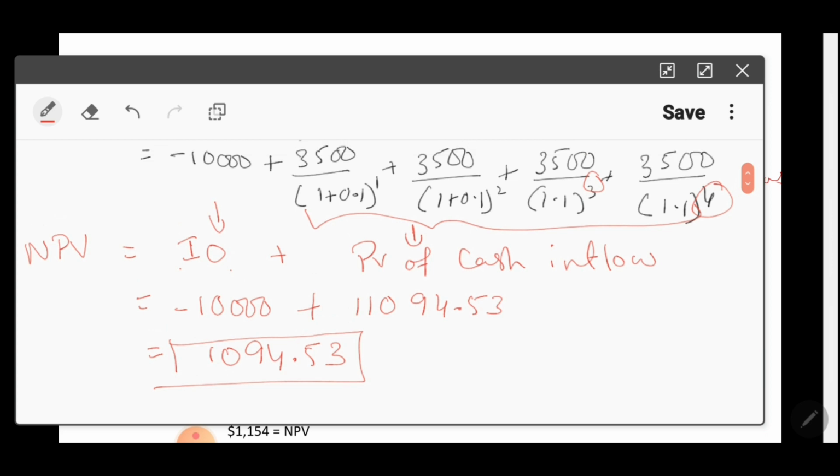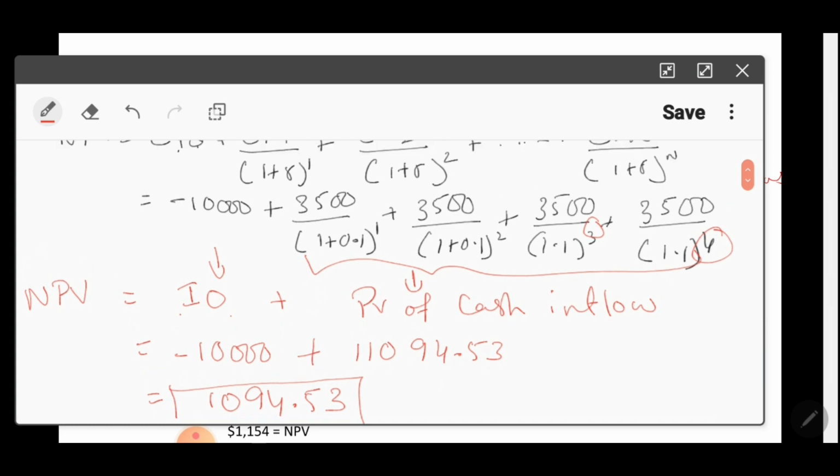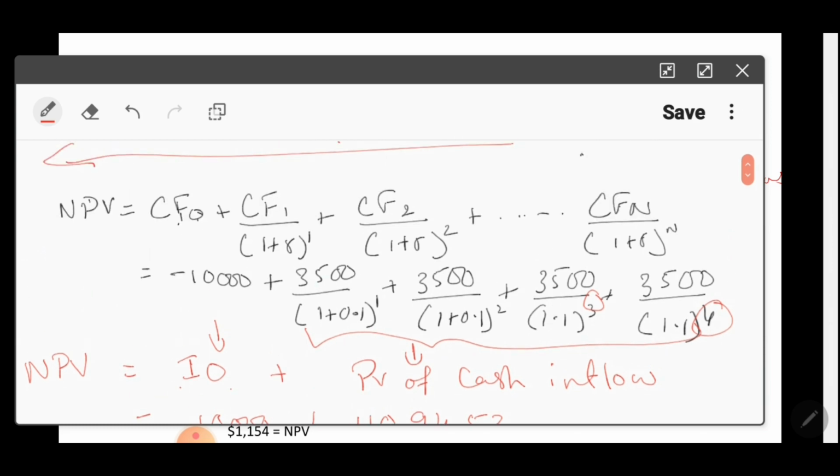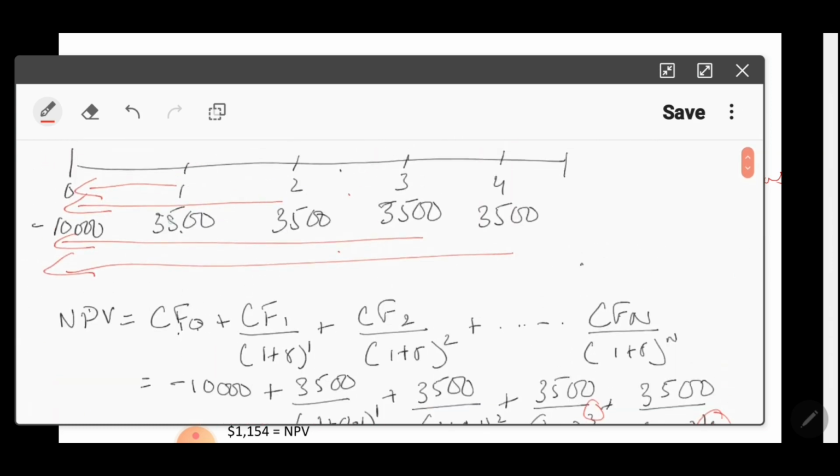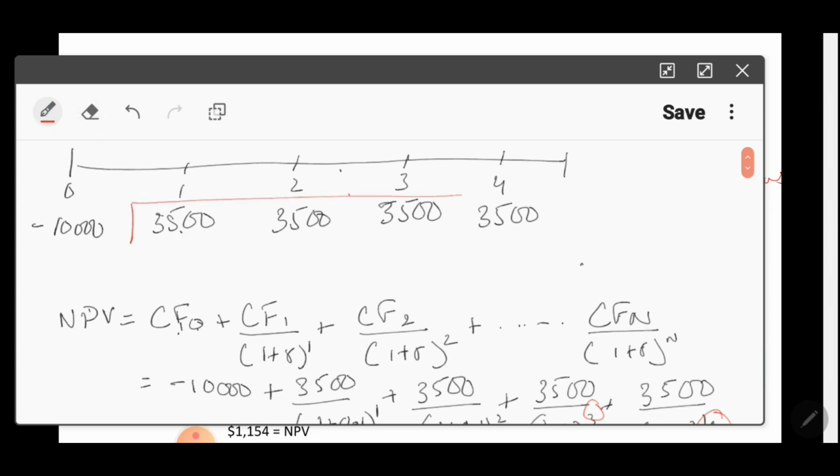Okay, now one more thing. Over here, if you look at the cash flow pattern, it is an equal cash flow pattern, right? It's 3,500 every year. It's actually equal. So let me just erase this. If you look at the cash flow pattern, the cash inflow is equal 3,500. So it's coming every year.